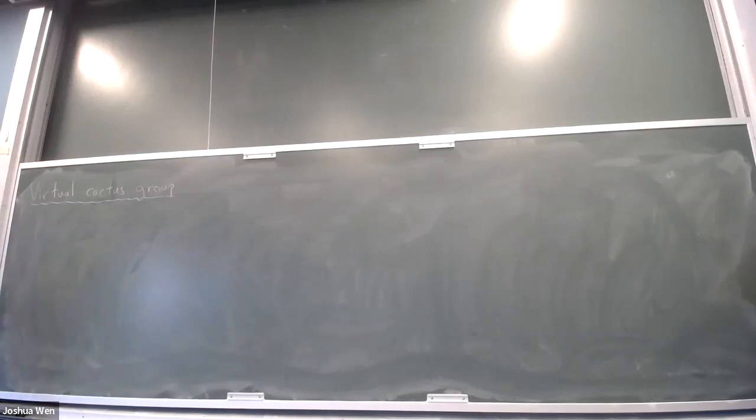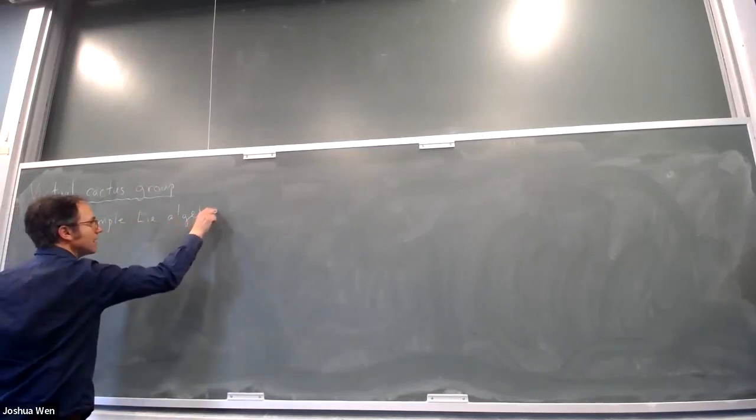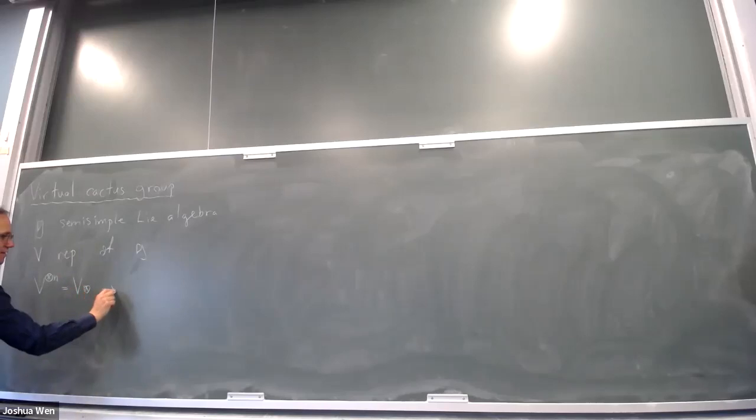So I'll be telling you about this group and how it arises. Okay, so let me begin with some motivation. Let's take G to be a semi-simple Lie algebra, and V a representation. Then you could study the tensor product of this representation with itself many times. Big tensor product.